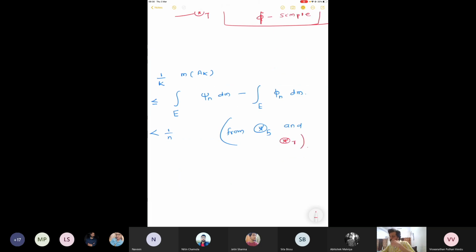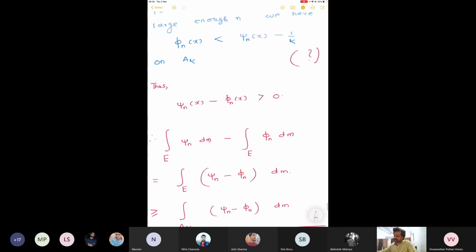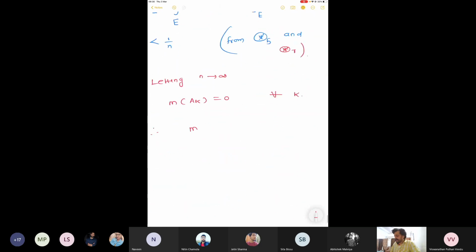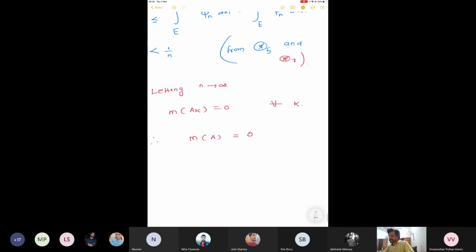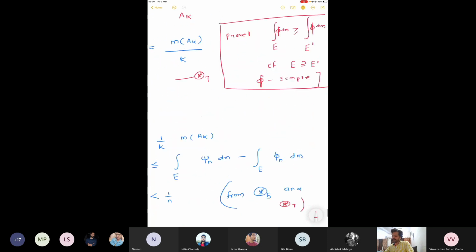Okay. Now let n tend to infinity. Letting n tend to infinity, we have the measure of AK is equal to 0 for all k. And therefore, the measure of A would be equal to 0. Spend some time on this. I know that I have put so many gaps, but you have to fill them. Since the measure of AK is 0 and A is equal to the union of AK, the measure of A will be 0.